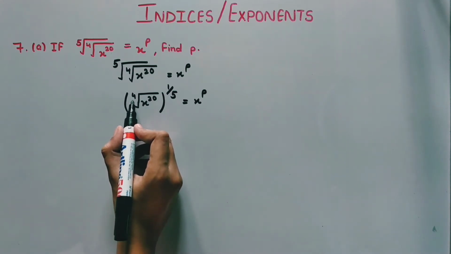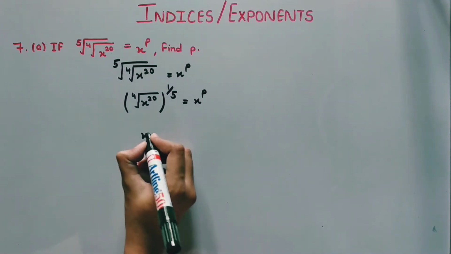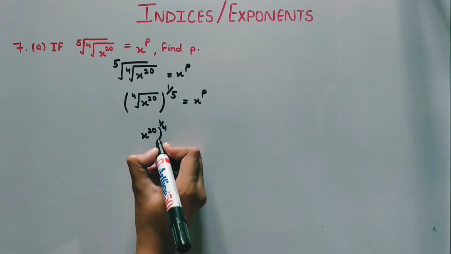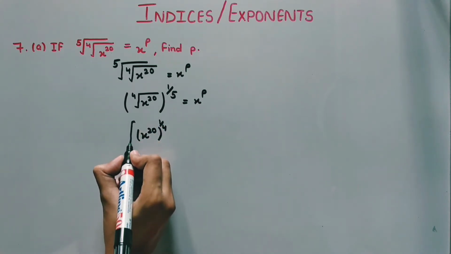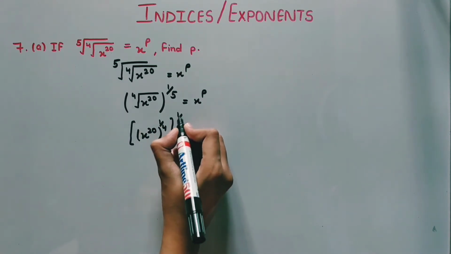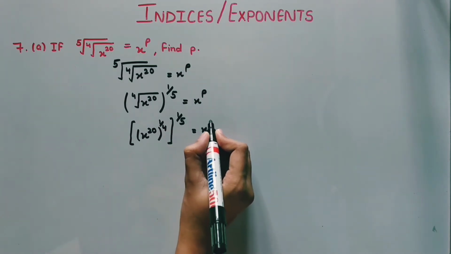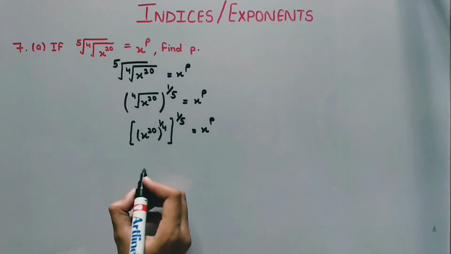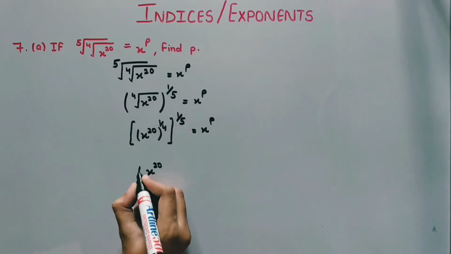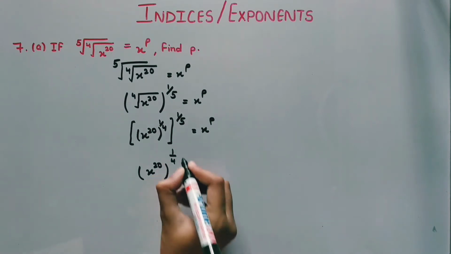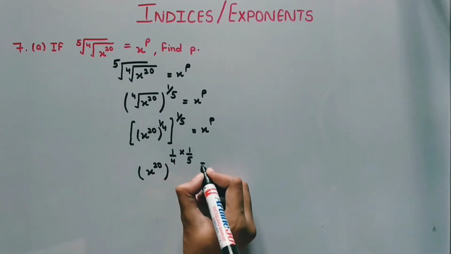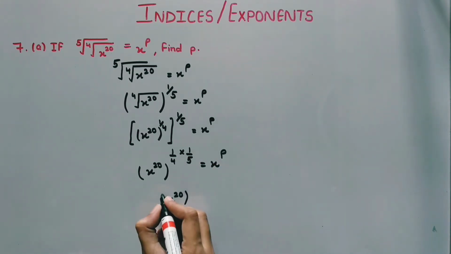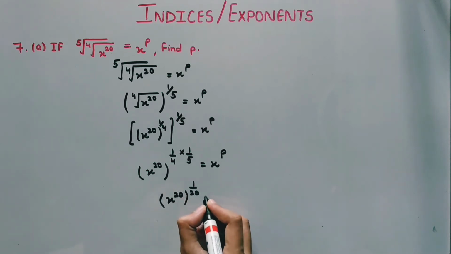Similarly, under root 4 can also be written in the form of power. That is x raised to power 20 raised to power 1 by 4, and we have whole power 1 by 5, is equal to x raised to power p. 1 by 4 and 1 by 5 will be multiplied. x raised to power 20, powers will be 1 by 4 multiplied by 1 by 5 is equal to x raised to power p. This will be x raised to power 20, 1 by 20, that is equal to x raised to power p.